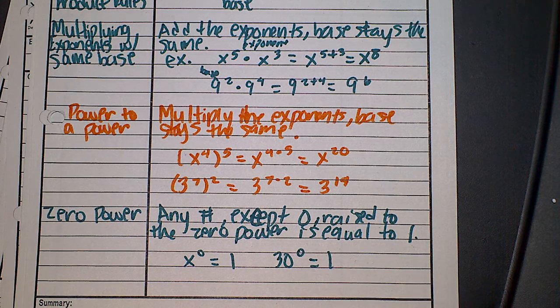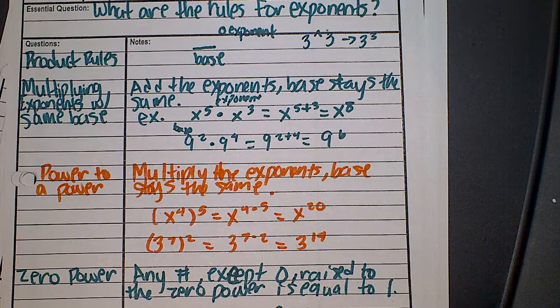So then now we've gone over the multiplication rules plus the zero power rule. Now we're going to go over the quotient rules. So these are a little different. We have quotient rules now.